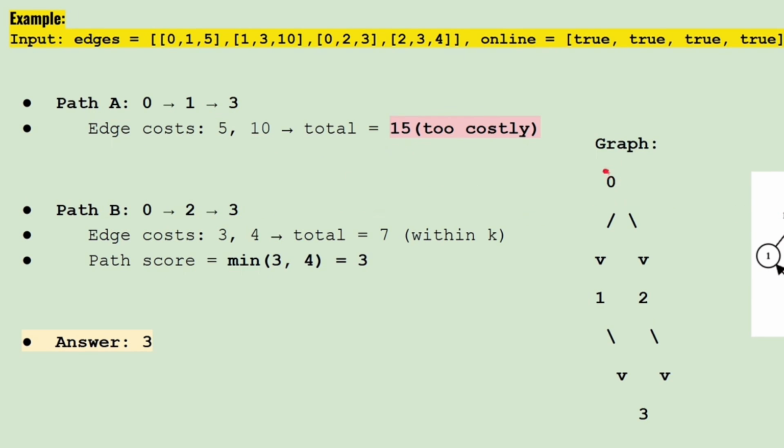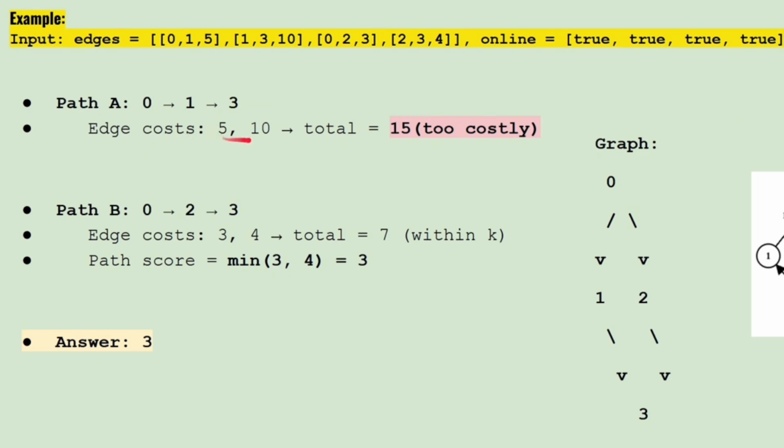Okay, so if you represent it in the graph, let's suppose we start from 0, then we'll reach 1, then we'll reach 3. Another path is 0, 2 and 3. So either you will choose this path or this path. Either way you will reach the destination from 0 to n minus 1, but we have to find all those valid paths which are less than or equal to 10.